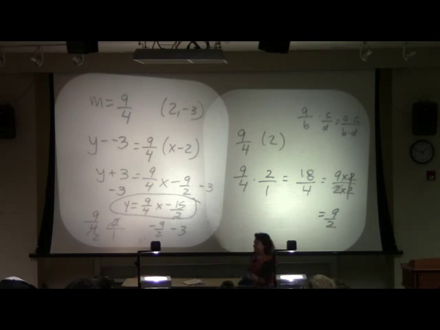Okay, you guys ready? Let's do a word problem. This is a really cute word problem because it's about blue whales.